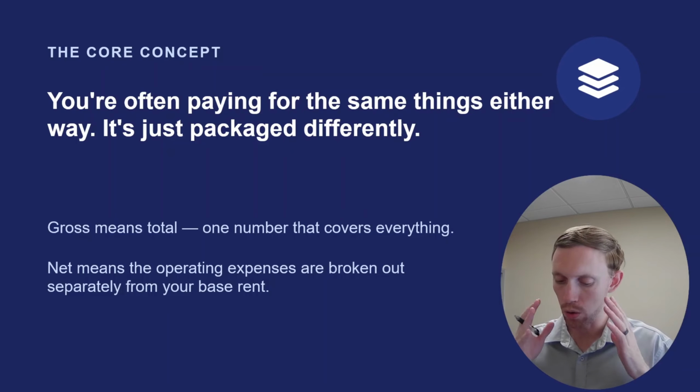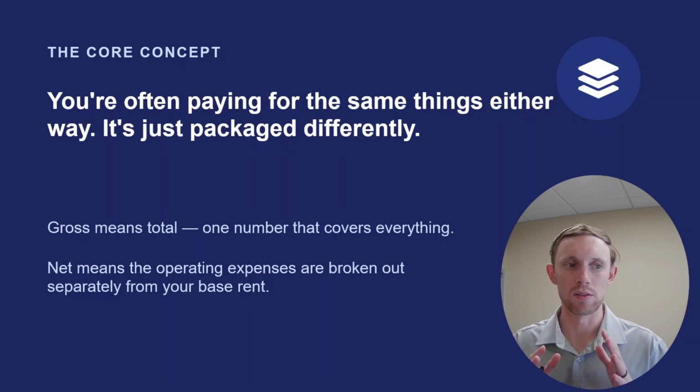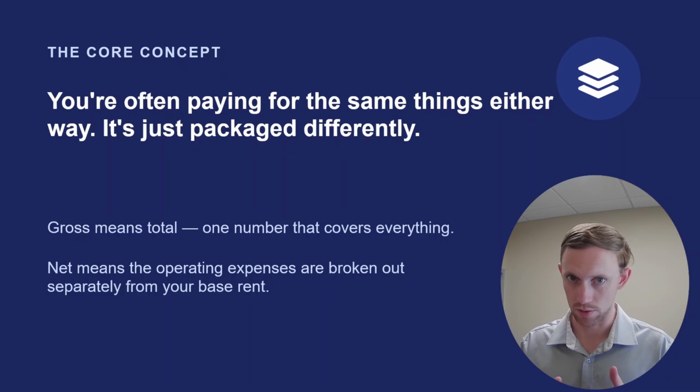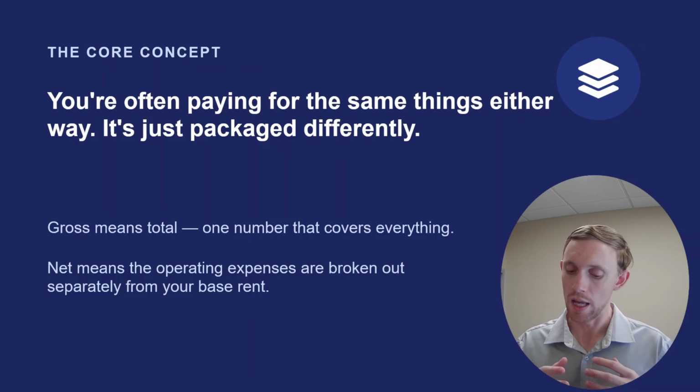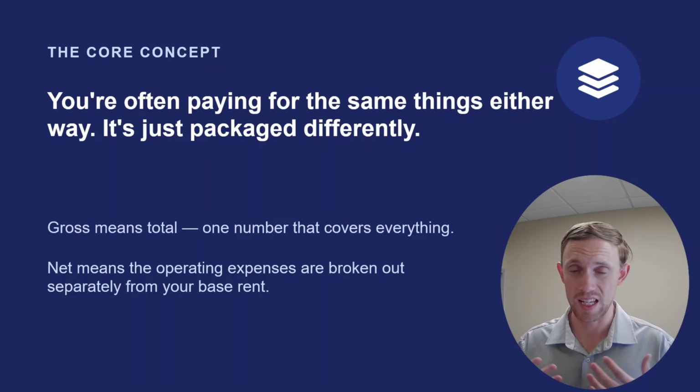So, okay, the core concept here is really you're paying for the same thing. In all reality, a gross lease and a triple net lease are the same thing. It's just packaged differently. Usually you're going to pay the same amount either way. Like it has to be covered. But the way they're structured is different.